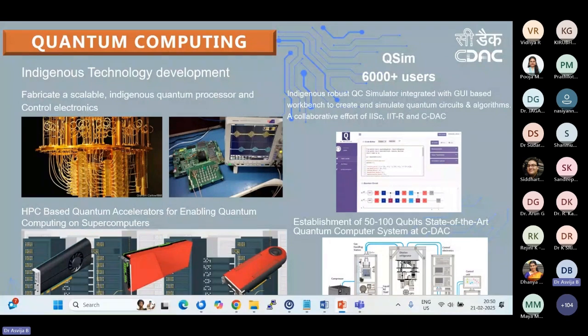And CDAC is very well known for building and offering the HPC systems as such. Leveraging this expertise, we are also looking at how the quantum systems can work as accelerators and what are the technologies that are required for bridging this gap between the classical and the quantum systems as such.